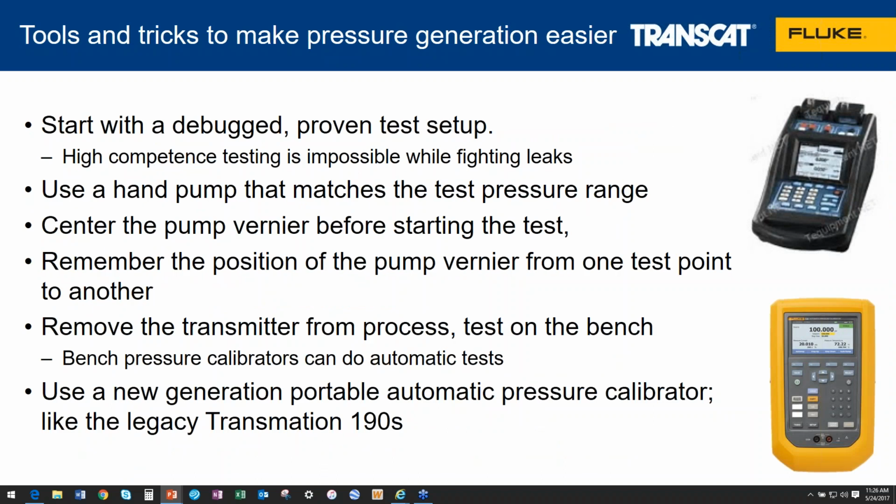So to make pressure generation easier, start with a debugged proving test setup. Now, high confidence testing is just about impossible if you're trying to fight a continuous leak. And hand pump selection is critical in ensuring that the hand pump matches the test pressure range that you're performing. Different hand pumps have different pressure ratings and have different linearity and resolution in their vernier. So pick the pump that's right for the test.